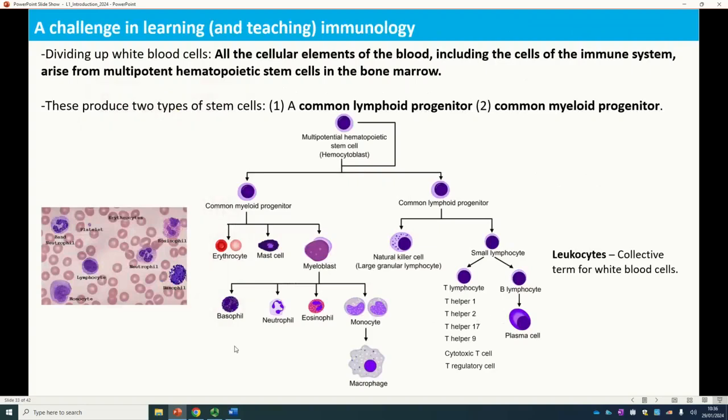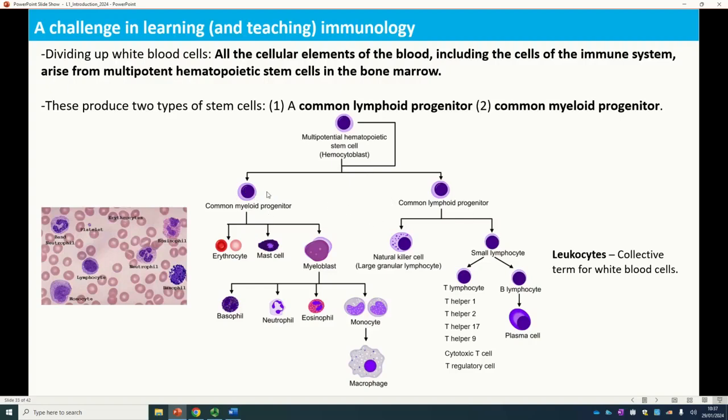And hopefully you're familiar with this diagram. So this is just showing you hematopoiesis. So at the top here we have our multipotent hematopoietic stem cell. And this gives rise to all the cellular elements of the blood. So this includes all the cells of the immune system as well. And this multipotent hematopoietic stem cell can be divided into two types of stem cells. We have our common myeloid progenitor and then our common lymphoid progenitor.